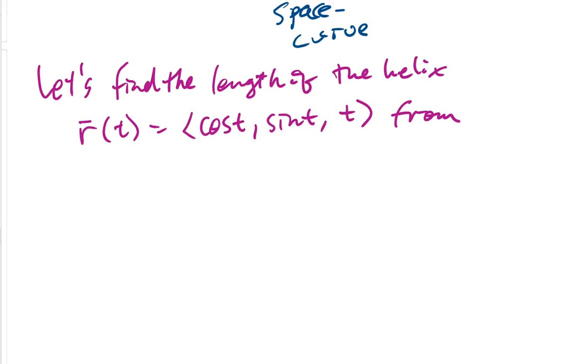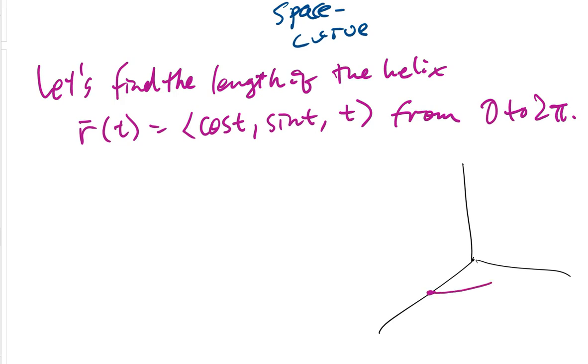From 0 to 2 pi. All right, so remember the helix just looks like this. When t is 0, it starts at (1, 0, 0) and it goes up like this. This helix lies on the cylinder x squared plus y squared is 1.